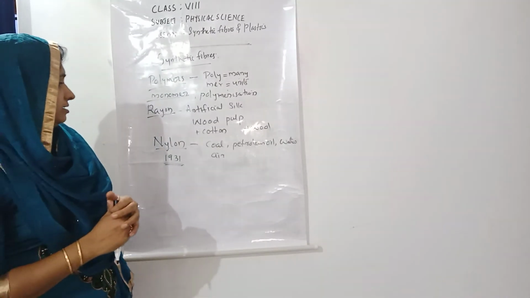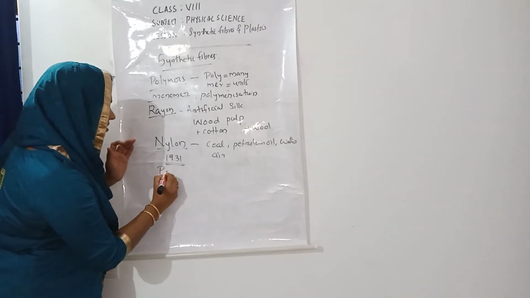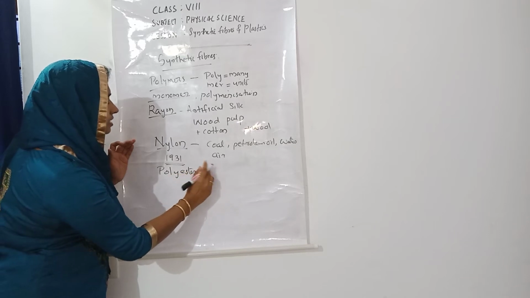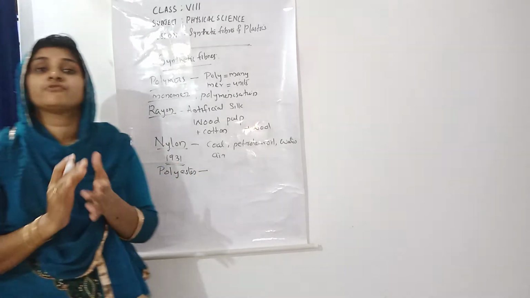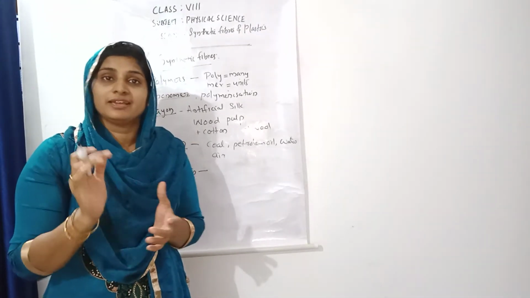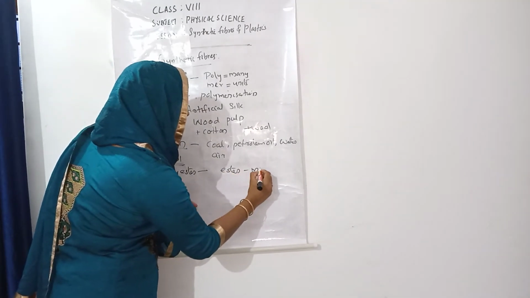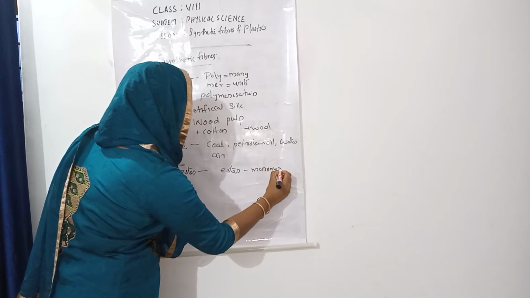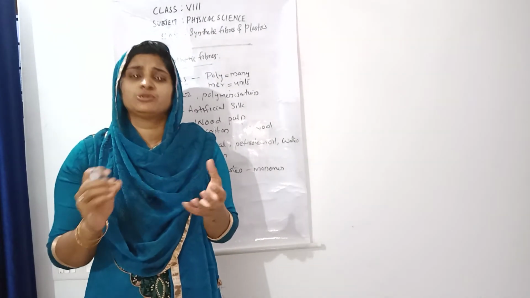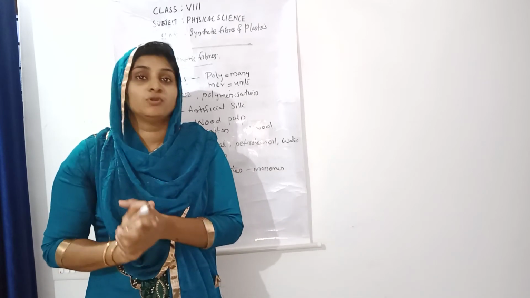Okay. Then next we are going to see another type, that is polyester. As its name indicates, it is a polymer of ester. So the monomer in this is the ester monomer. Okay, and these are wrinkle resistant. So there is no need to iron the clothes made by polyester.